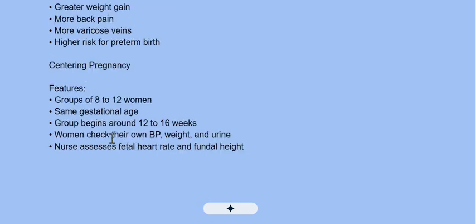Centering pregnancy. Features: groups of 8 to 12 women, same gestational age. Group begins around 12 to 16 weeks. Women check their own BP, weight, and urine. Nurse assesses fetal heart rate and fundal height.